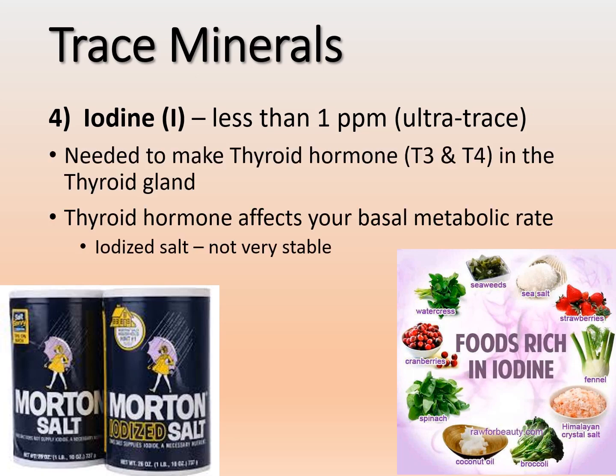So another trace mineral we'll talk about is iodine. Iodine is very important as well, but we really only need a very small amount, and we actually call it an ultra trace mineral because it's less than 1 part per million. So that is a very small amount. And we need it to make thyroid hormone, or T3 and T4, in the thyroid gland. Thyroid hormone helps with basal metabolism, kind of your resting metabolic rate.